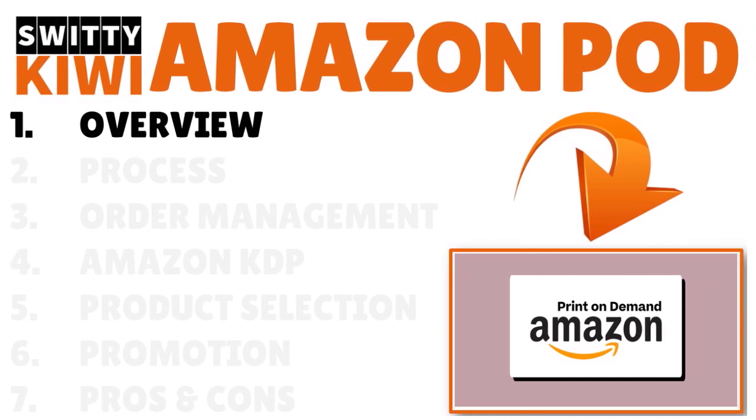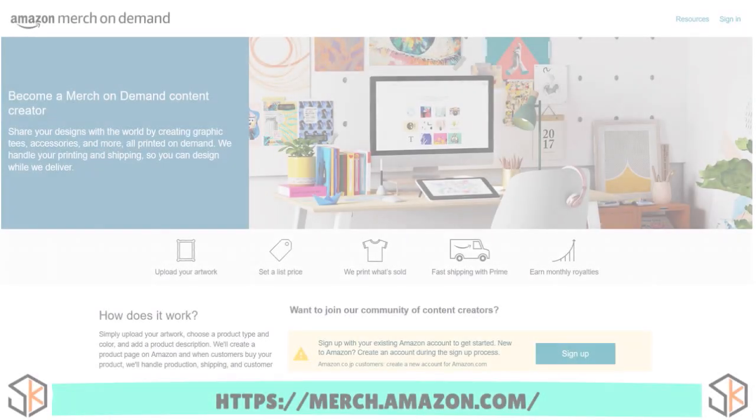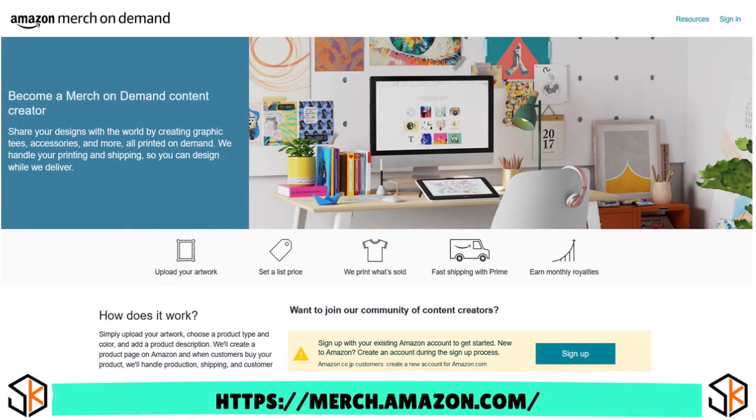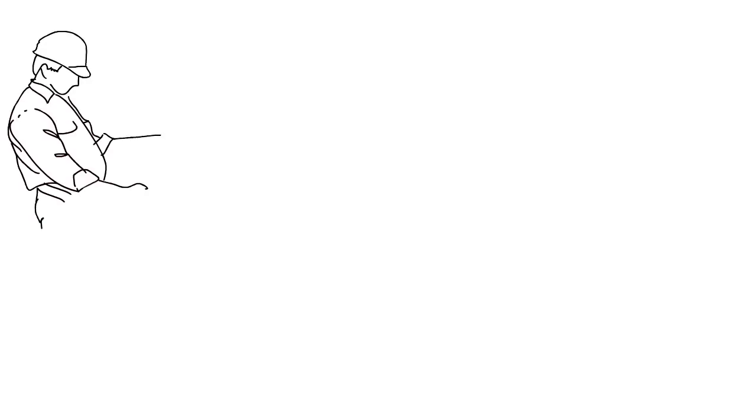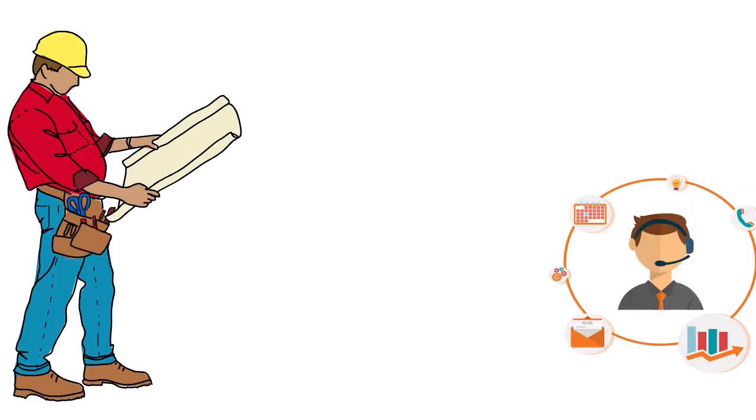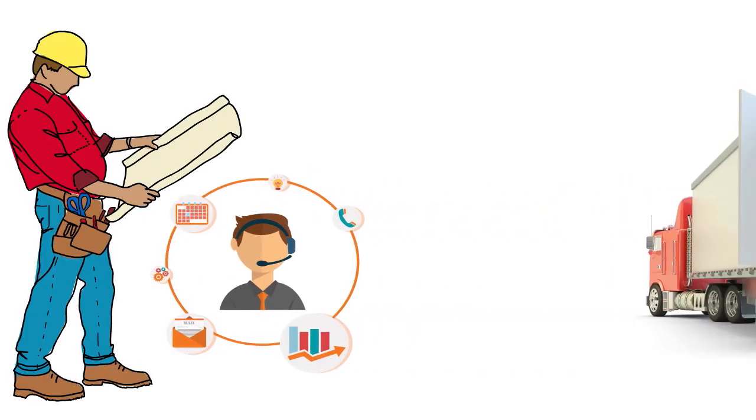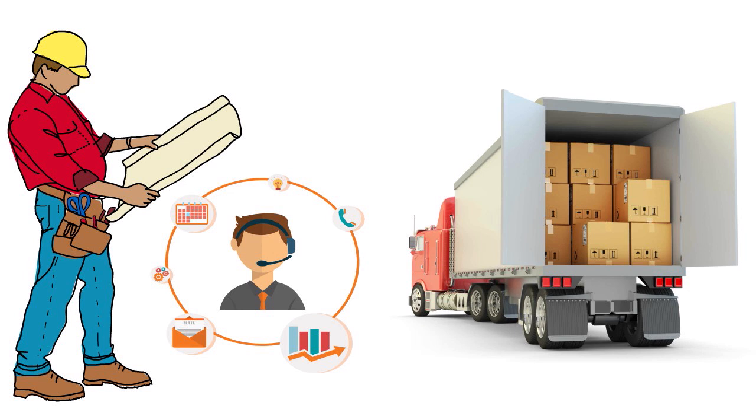So with Amazon Print on Demand, you simply upload your artwork. You choose a product type and color and add a product description. Okay, so Amazon will create a product page on their platform, and when customers buy your product, they will handle the production, the shipping, and the customer service. All of that with no upfront cost to you. Okay, and the cool thing is you are earning royalties.